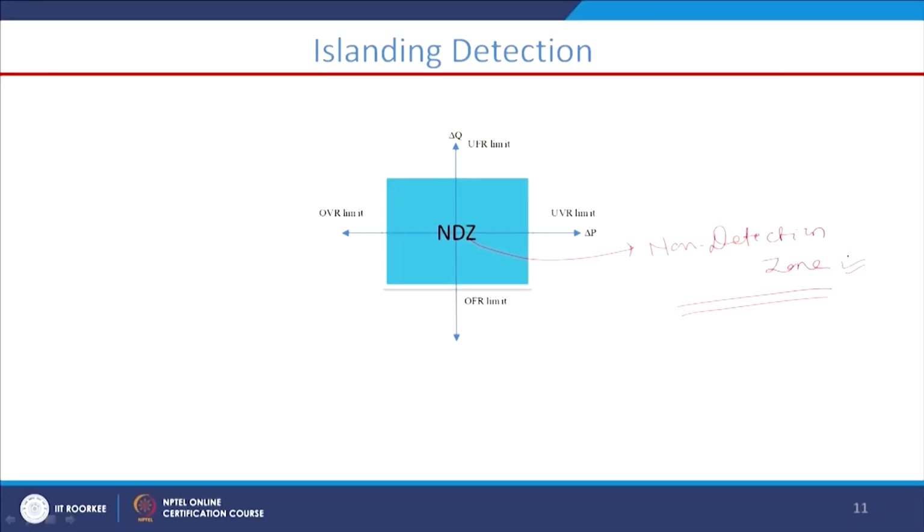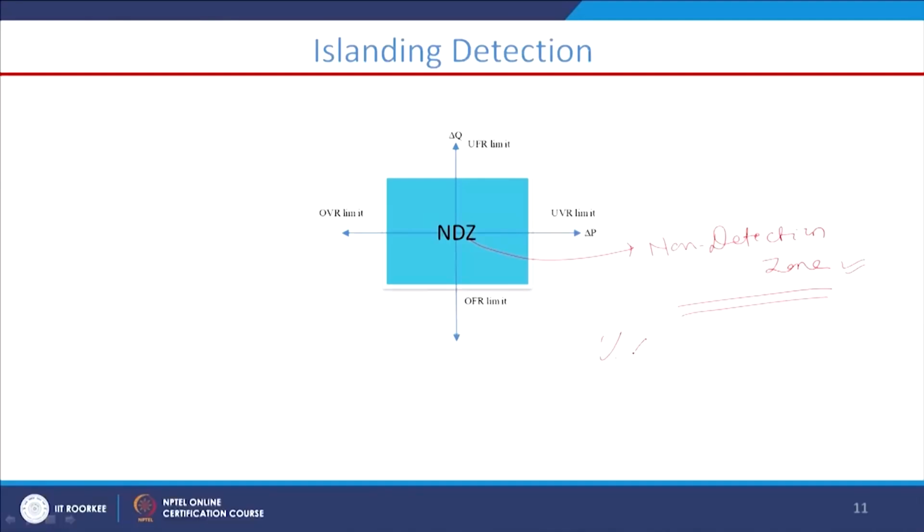This NDZ is defined as the percentage of power mismatch for which the particular islanding relay is not able to detect the islanding condition. So, that particular situation is known as NDZ, non detection zone. What is this percentage of power mismatch? Del P percentage, we also have del Q percentage, the active power mismatch percentage and the reactive power mismatch percentage. Sometimes we start with 0% power mismatch.